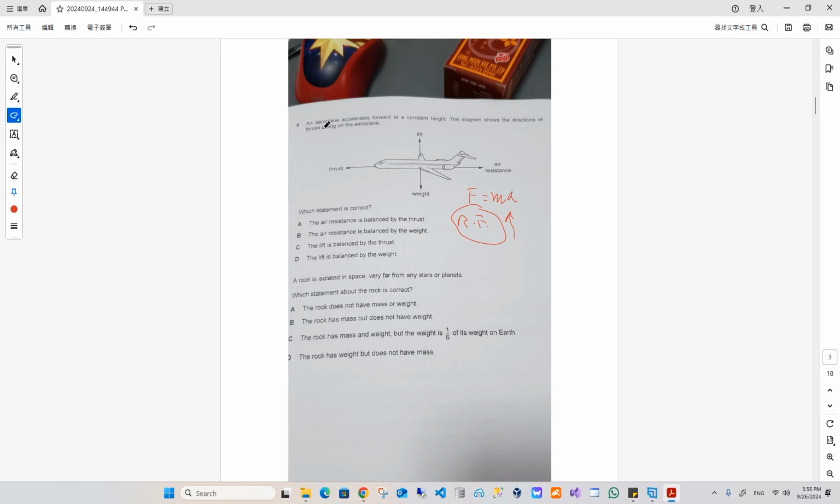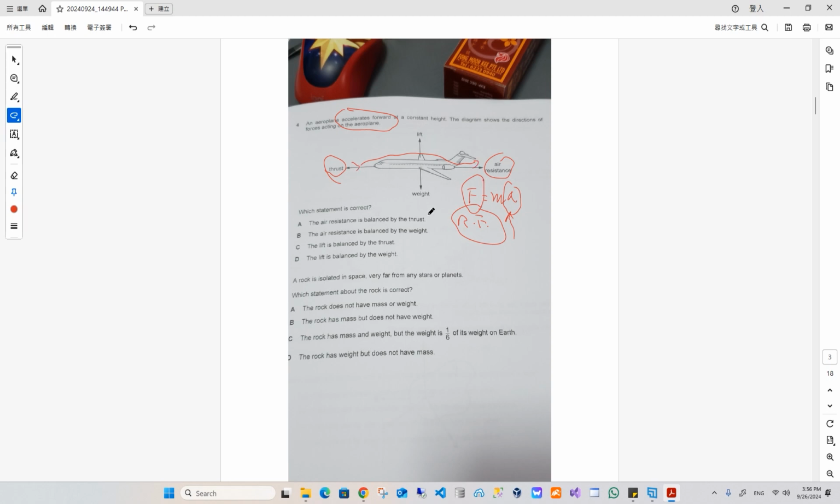In your syllabus you see all these things, but you can't add them in different directions. You can only do it in any specific direction. If we talk about horizontal, we talk about horizontal. If we talk about vertical, we talk about vertical. Since the airplane is having acceleration forward, there is a resultant force forward. If there's a resultant force forward, my forward force must be greater than my backward force. So the thrust is greater than air resistance.